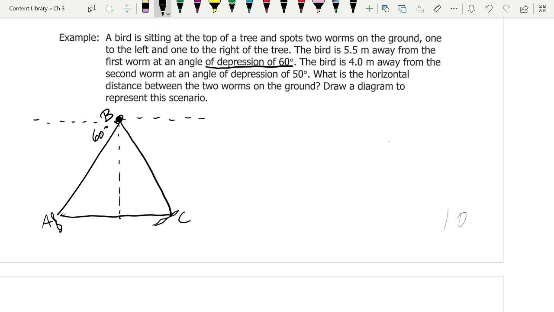There we go. Drew some more. I guess I'll draw a bird too. There we go. Bird. Okay, so we've got an angle of depression of 60, and we actually somehow know this bird somehow knows how to judge distances. Super bird. 5.5 meters away. The other worm is 4 meters away, and the bird has to look down at an angle of depression of 50 degrees.